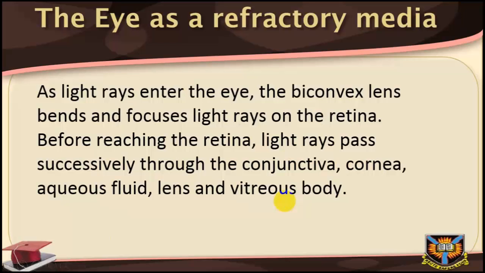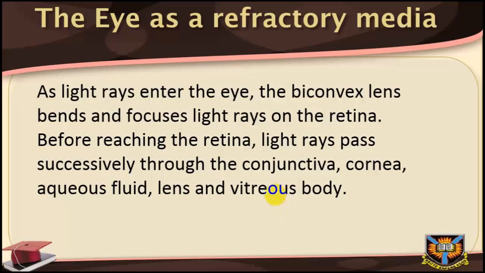To increase the refractory power, the ciliary muscle contracts, releasing its pull on the suspensory ligaments, and the anterior surface of the lens bulges forward, increasing its convexity. This focuses light rays on the retina. When the ciliary muscle relaxes, it slips backwards, increasing its pull on the suspensory ligaments, making the lens thinner. This focuses light rays from distant objects on the retina.